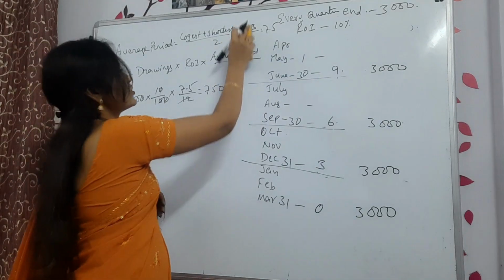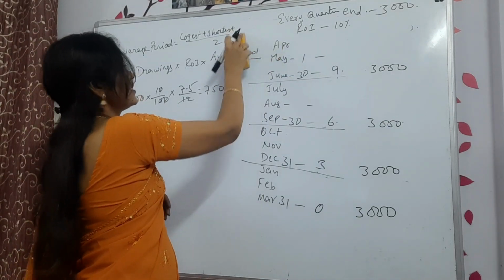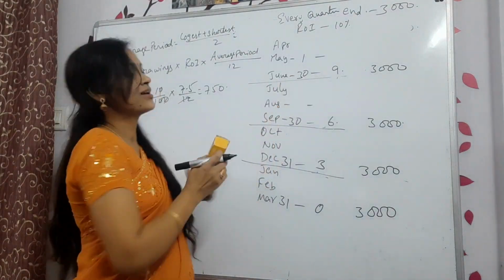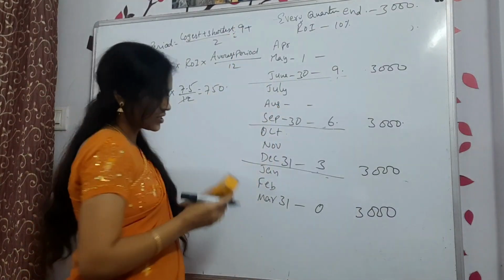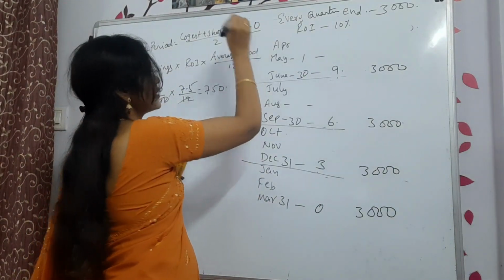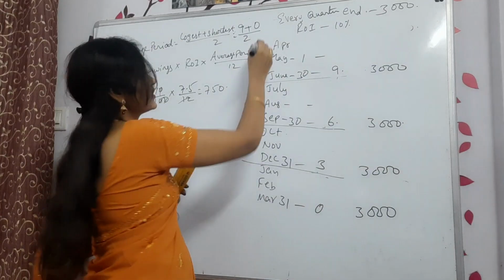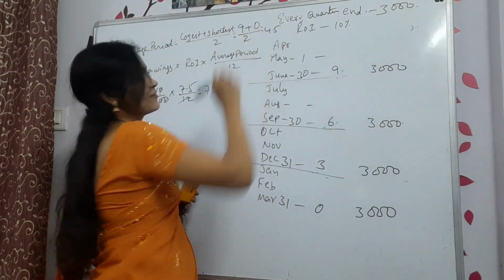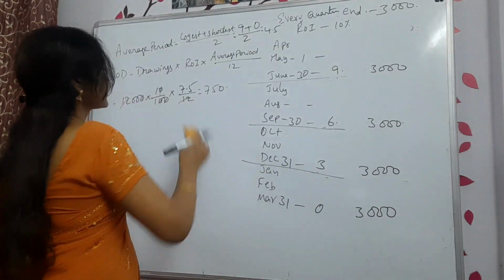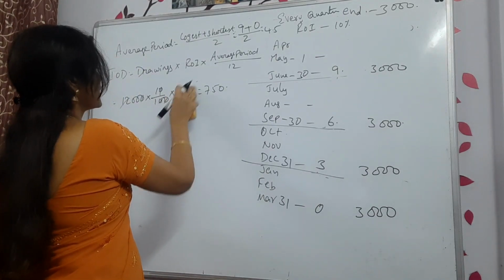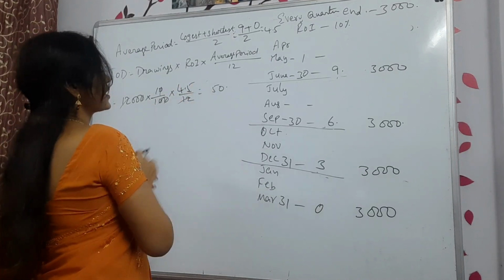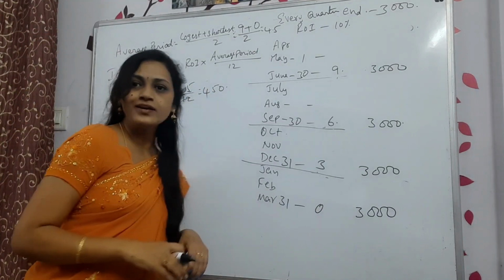Longest duration plus shortest duration divided by 2. What is the longest duration? 12 months. Right? Sorry, not 12 months. This is only 9 months. 9 months plus shortest duration 0, divided by 2. How much you will get? 4.5. Right? 4.5 we are getting. Now, substitute in the formula. Everything is same. Nothing will change. This will be 4.5. Now, your answer comes as 450.